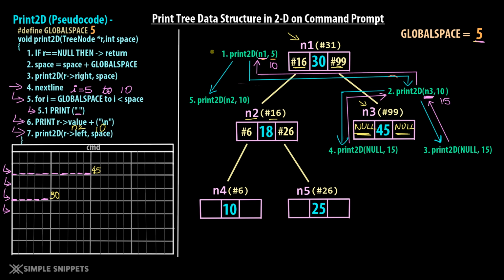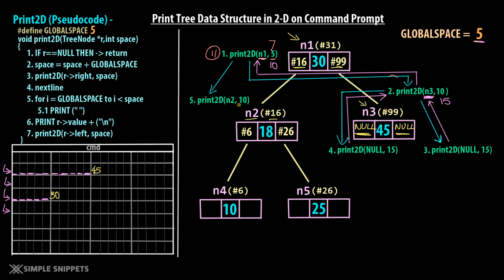So the first print2d will again go in a pause state at the 7th instruction, and now we will begin with the execution of the 5th print2d function. I hope you are understanding how the recursion is progressing and also how our output is being drawn onto the command prompt. Let's execute this 5th print2d function from the start.